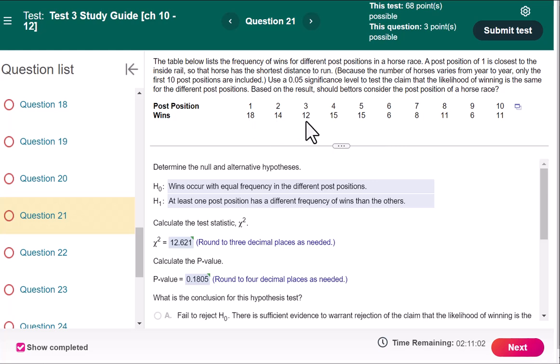18 plus 14, 32, 42, 44, 54, 59, 69, 74, 80, 88, and 11, 99, 105, and 11, 116. And if you divide 116 by 10, you get 11.6 each. So these are the expected values. Let me see if I can use StatCrunch here. Yeah, we can.